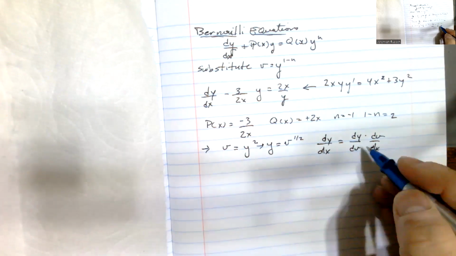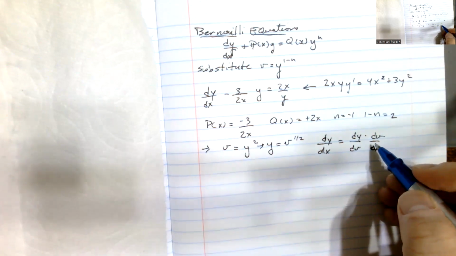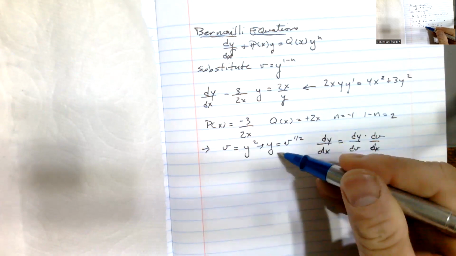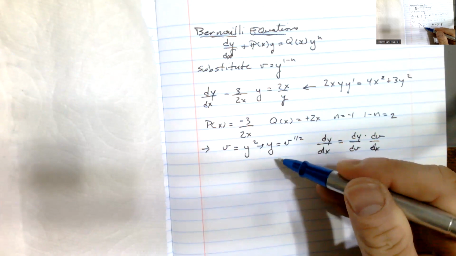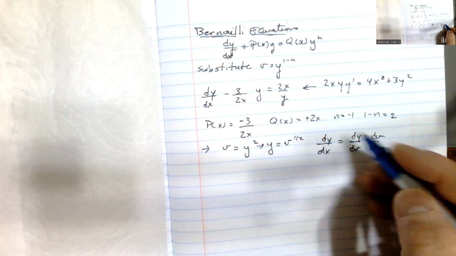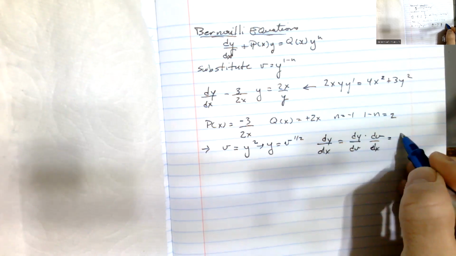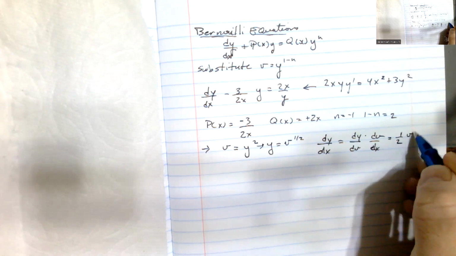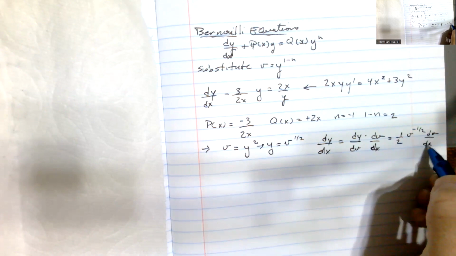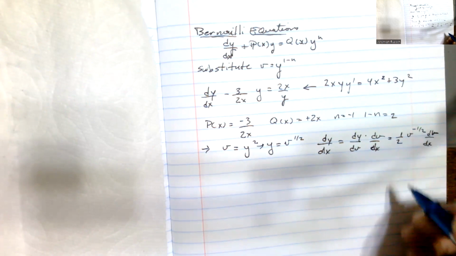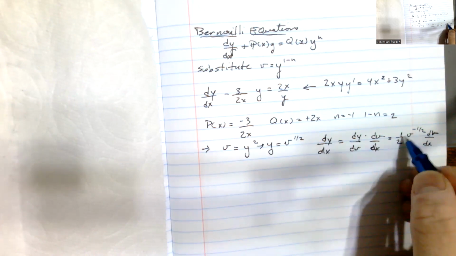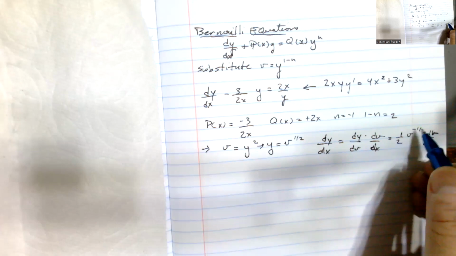So we know dv/dx and we know dy/dx from our relationship here. So dy/dv, if I take the derivative with respect to v, is going to give me 1 half of v to the negative 1 half, and then dv/dx is what we want to know. And so our substitution for dy/dx is going to be this combination here.